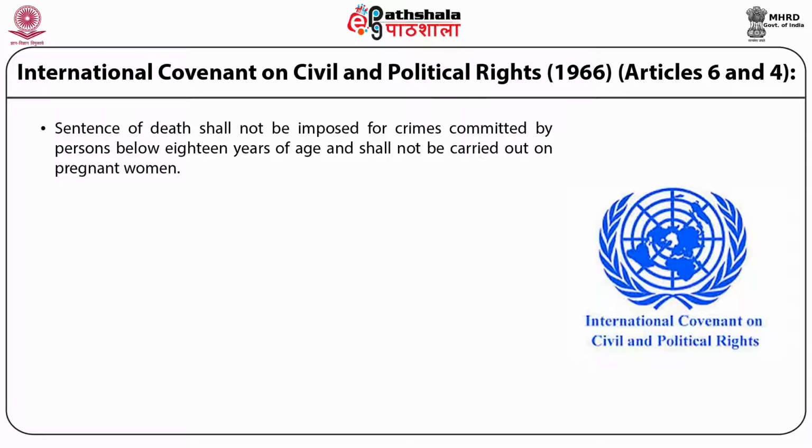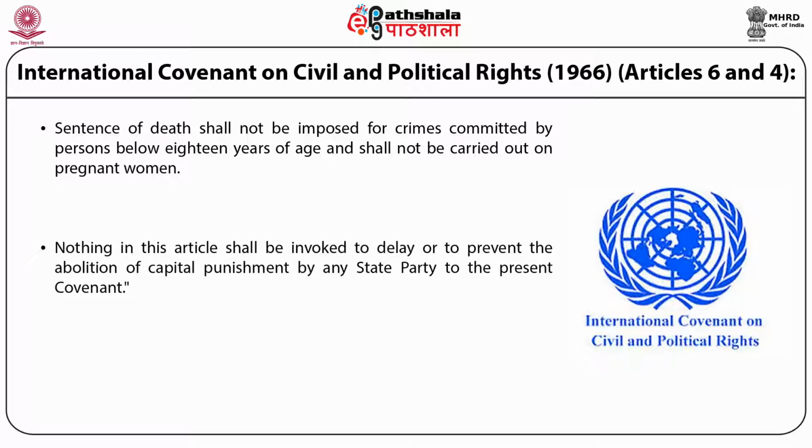Although not sentenced to death, one of Rajiv Gandhi's assassins, Nalini, who gave birth in prison, was on this very ground given a commutation of her sentence. Therefore, the ICCPR is very much a covenant that looks to protect those members of society that it believes should not be executed under any circumstances because of their age or because they are pregnant. Nothing in this article, says the ICCPR, shall be invoked to delay or to prevent the abolition of capital punishment by any state party to the present covenant. What it basically states is that tomorrow, if a state decides that it wants to abolish the death penalty, there is absolutely no bar in the ICCPR.